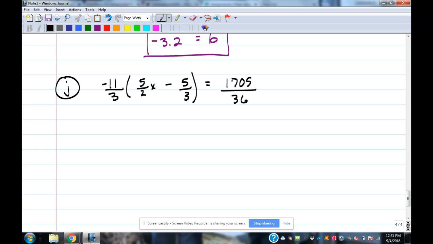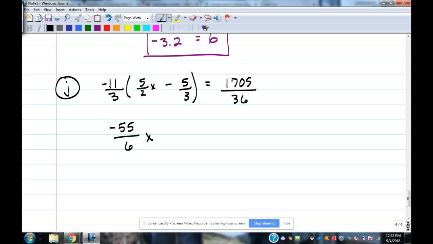All right. Do we have parentheses? Yes, we do. So we want to do what? Negative 11 over 3 times 5 over 2x, times the 5 over 3. So when you multiply fractions, top times top, bottom times bottom. So negative 11 times 5, negative 55, 3 times 2, 6. So we end up with negative 55 over 6x.